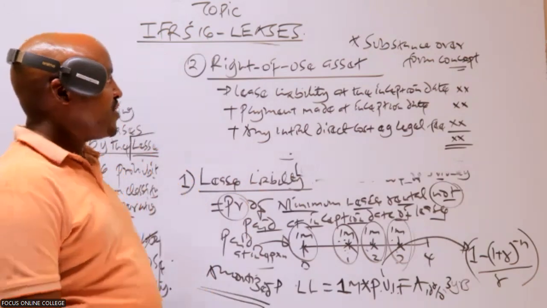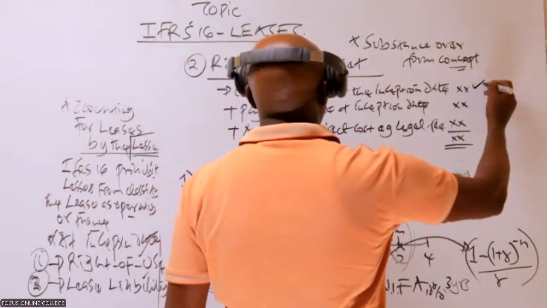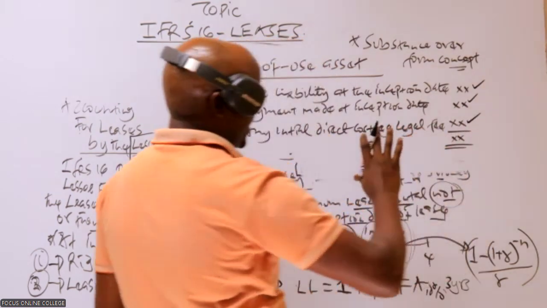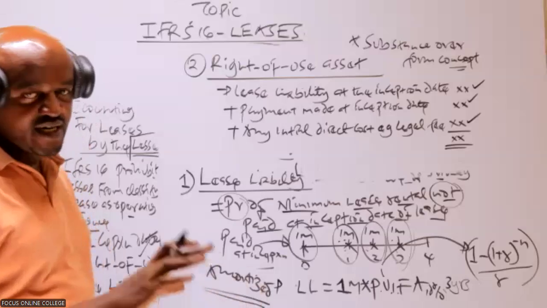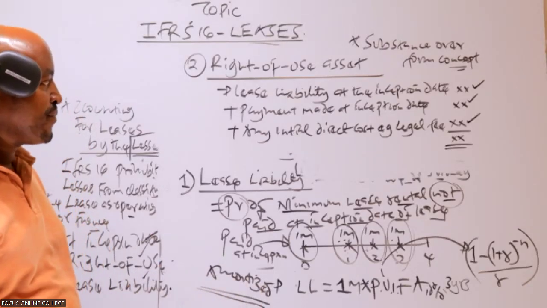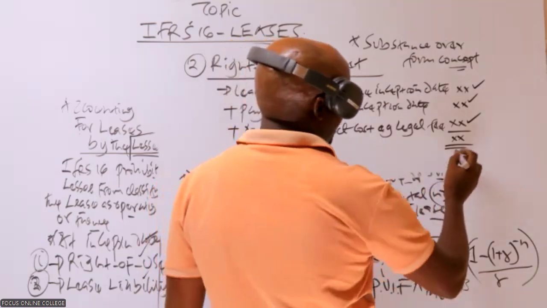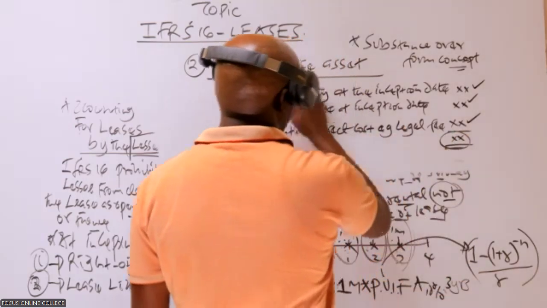So therefore, we add those three values: the lease liability at the inception date, the payment made at the inception date, and any other cost incurred at the date the lease was commencing and associated with the lease, e.g., the legal fee. And whatever you get here is called the right of use asset.